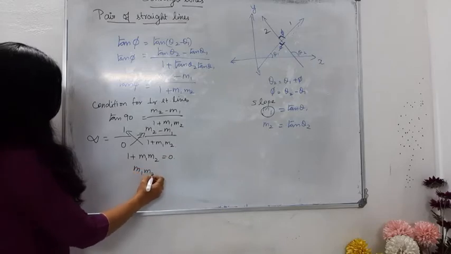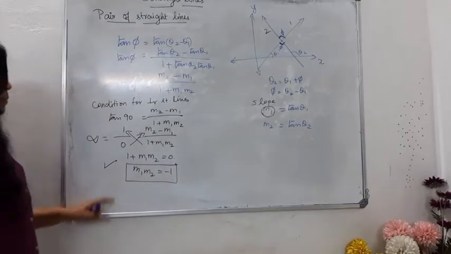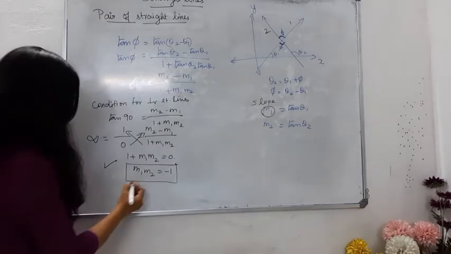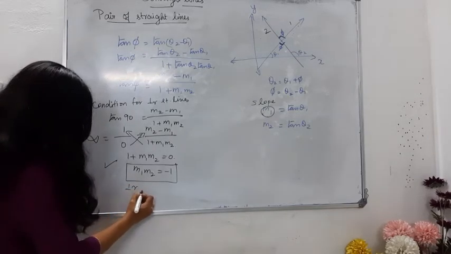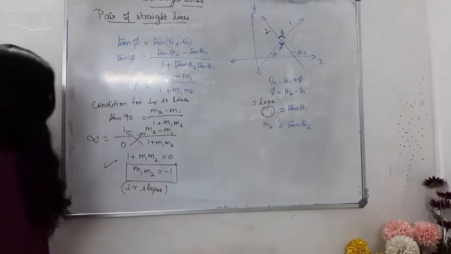Then what is m1 into m2? That is equal to minus 1. This one is the condition for the perpendicular straight lines or perpendicular slopes. So this is the condition for perpendicular slopes or perpendicular straight lines.